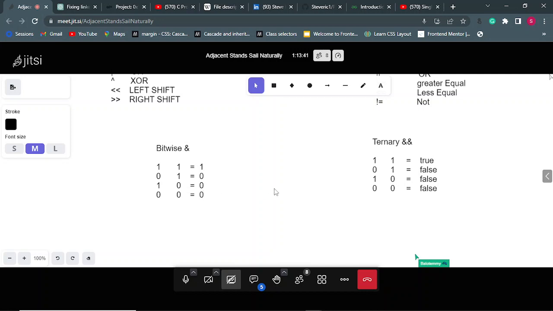As you can see, with bitwise AND, whenever you have 1 and 1, it should be 1. Whenever you have 0 and 1, it is 0, that means false. Whenever you have 1 and 0, false. 0 and 0 is 0. As you can see, both are the same thing, but the difference here is that this one is returning true.